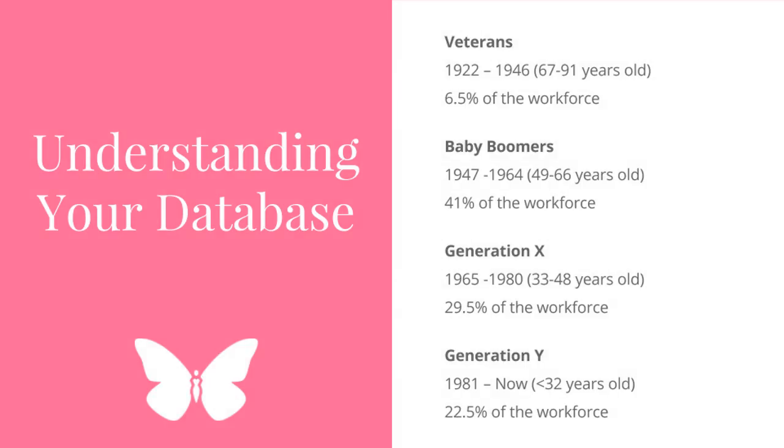Generation X were born between 1965 and 1980, and they're between 33 to 48 years old. They make up 29% of the workforce. They are skeptics who are brought up by busy parents who are working very, very hard. And so we deal with this generation very differently.